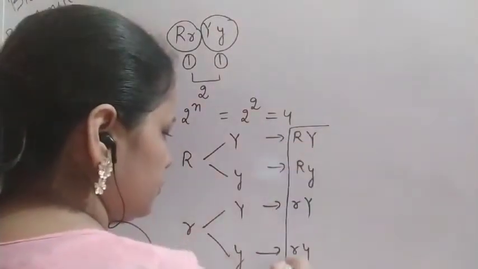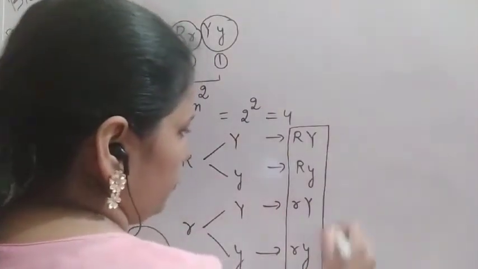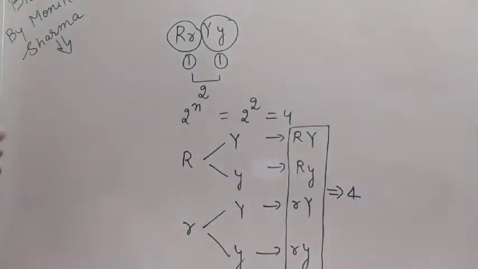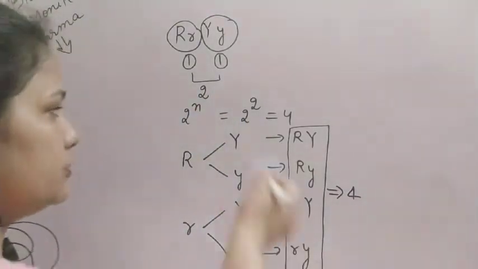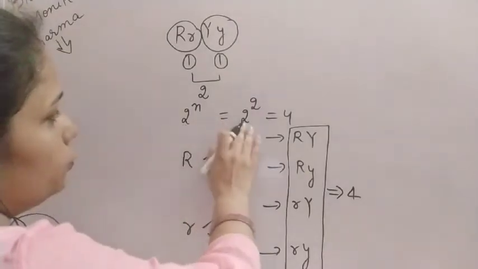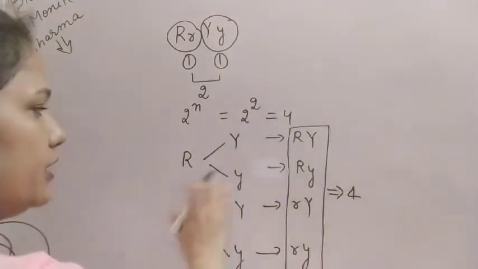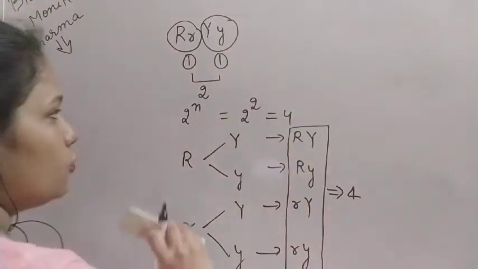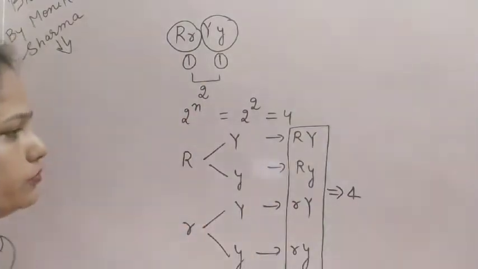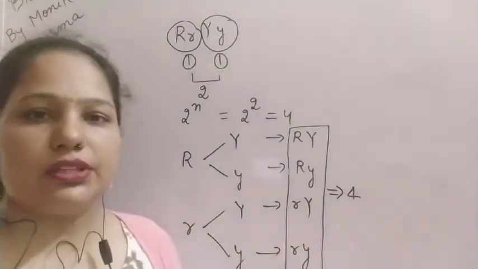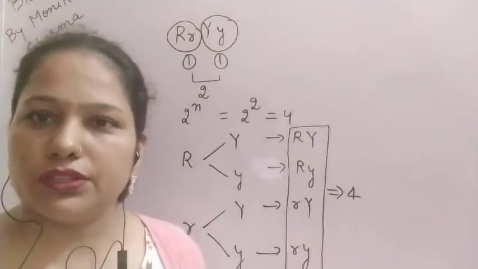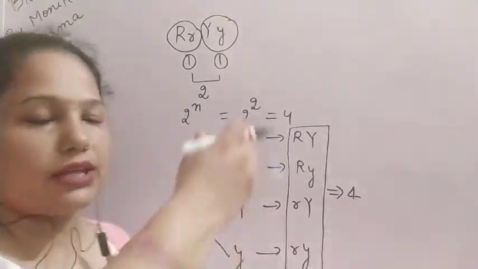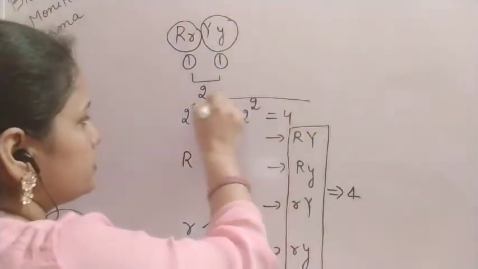So how many gametes are formed? 4. And I told you that by counting the number of heterozygotes you can make the gametes. Here 2 raised to power 2, so 4 gametes are there, and by this method you can make the gametes. I think you understood. By this method you can solve the problems. In some questions it is given that the number of heterozygotes is 4 or 5. So how many gametes are formed? By this formula you can solve this problem.